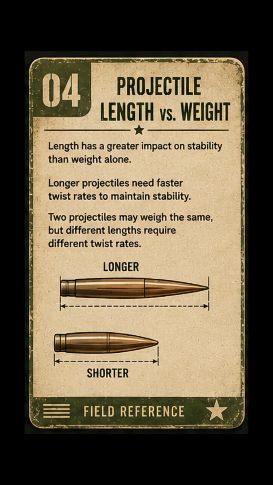Projectile length versus weight. Length has a greater impact on stability than weight alone. Longer projectiles need faster twist rates to maintain stability. 2 projectiles may weigh the same, but different lengths require different twist rates. There's a longer and a shorter.